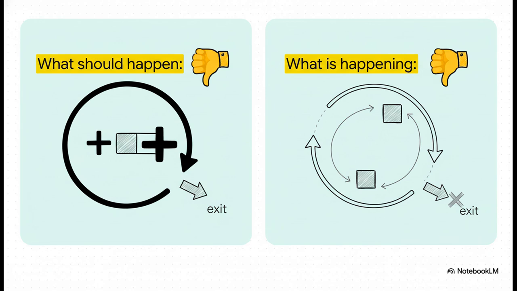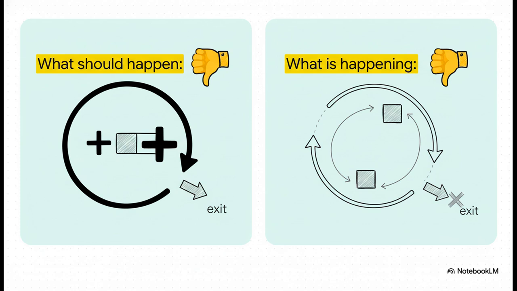So why does this happen? It's because nothing inside the loop is changing the condition that keeps it running. The value of i starts at 0 and just stays there. So the condition, i < 5, is always true, and our program just gets stuck running forever.